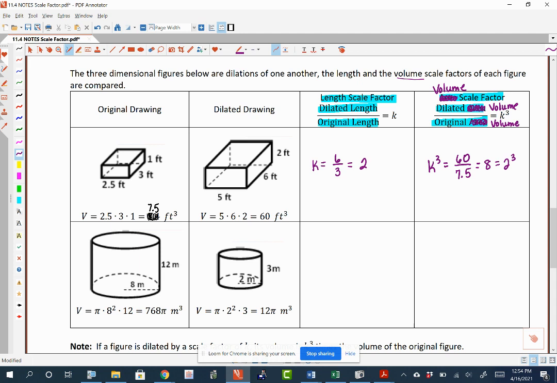Let's do a similar thing with our cylinder. We are starting with a cylinder that's larger and we're dilating it to something smaller. So I won't be shocked if my ratio is a fraction.